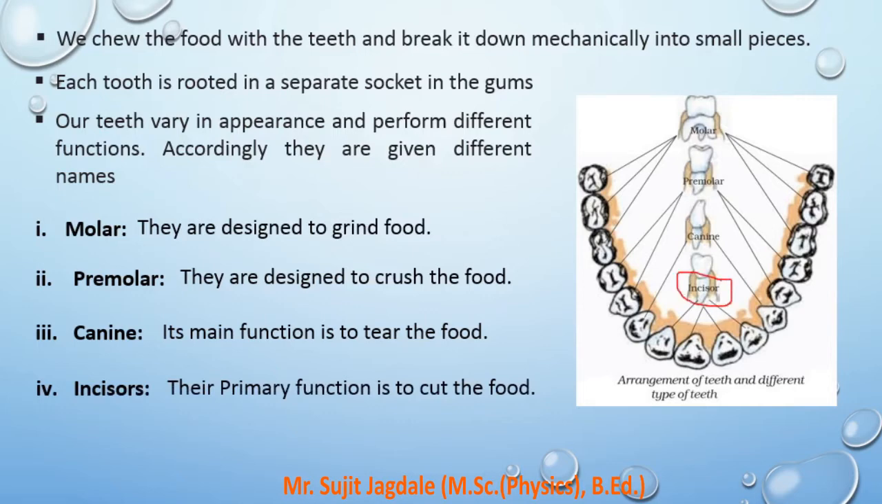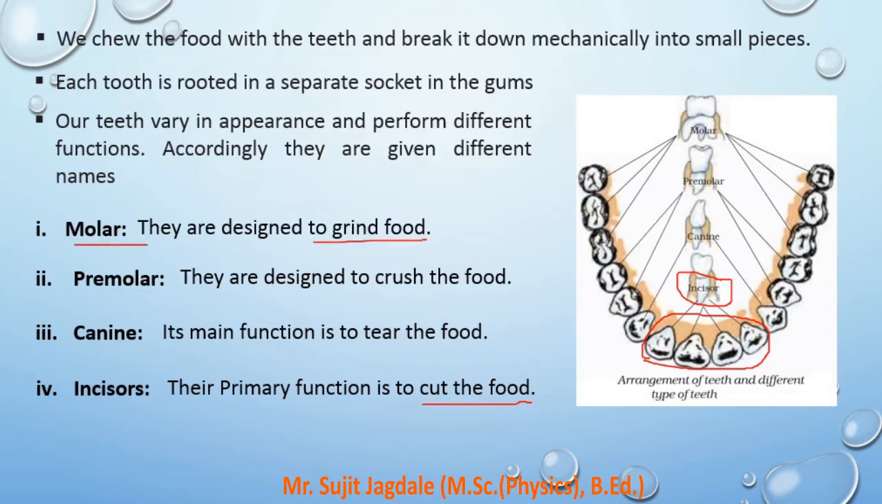Okay, incisors, they are shown in the diagram. They are located continuously, that means no gap is there. So four in the lower jaw and four in the upper jaw, so a total of 8 incisors are there, and their primary function is to cut the food.